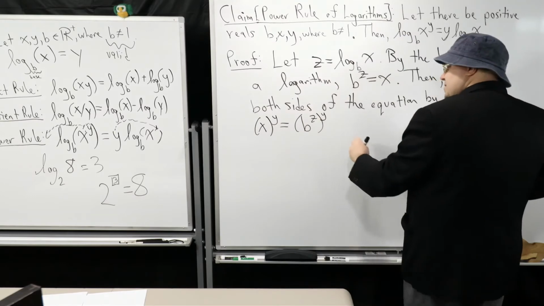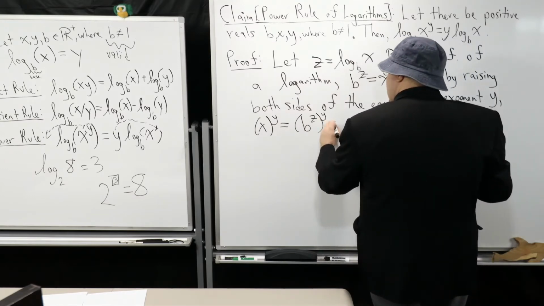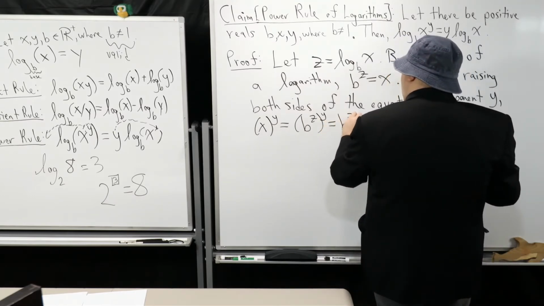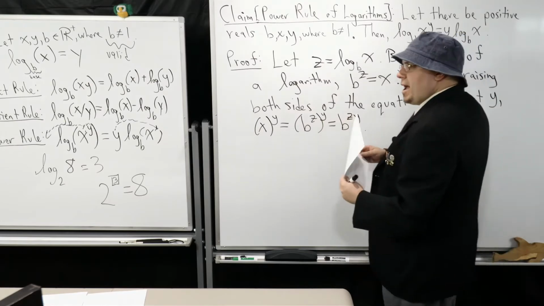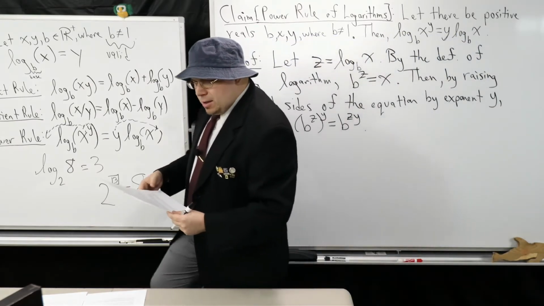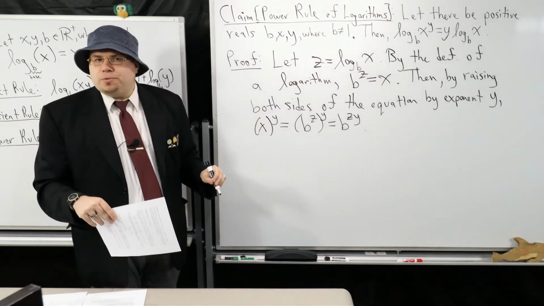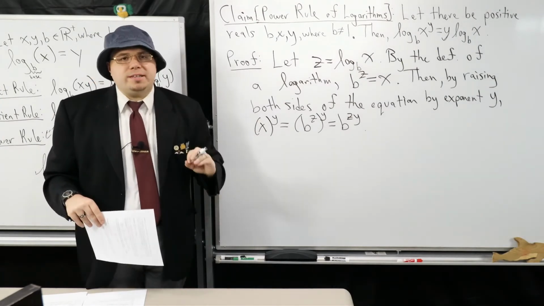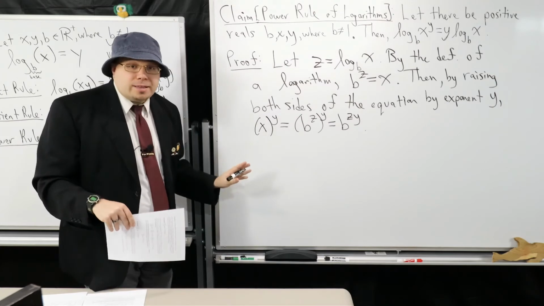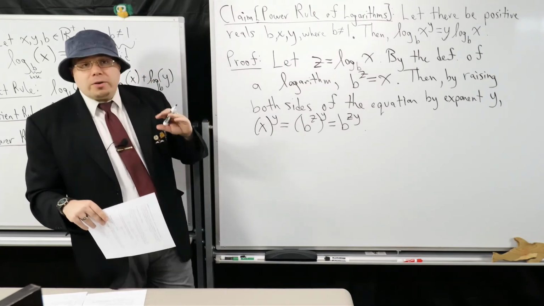But what's this? This is b to the zy. Now you might ask, Dan, how did we get to this step? Is this a valid thing to do? Now in the notes I go into more detail about how or why we can make this step. It's because of a very important property.